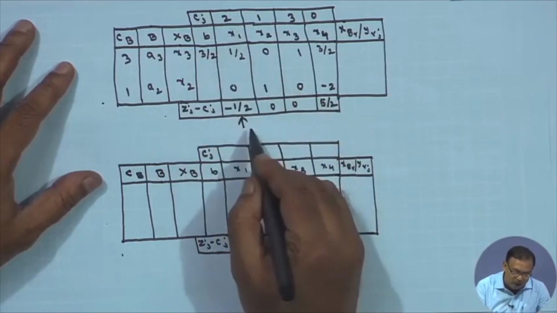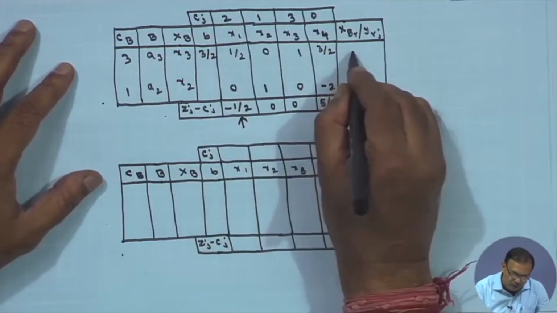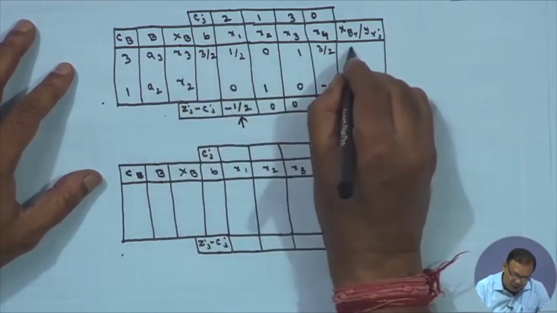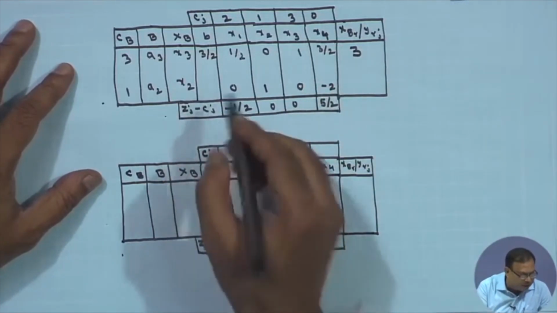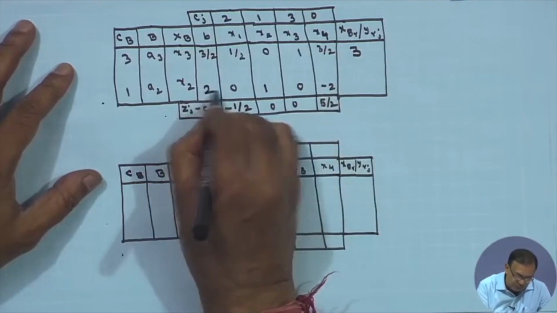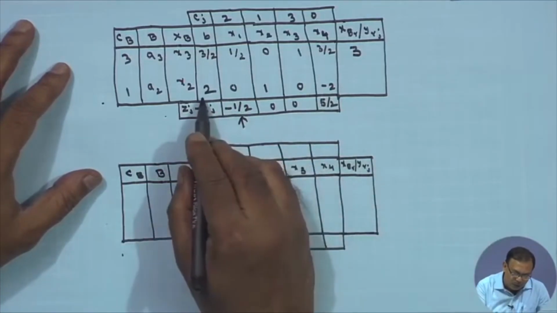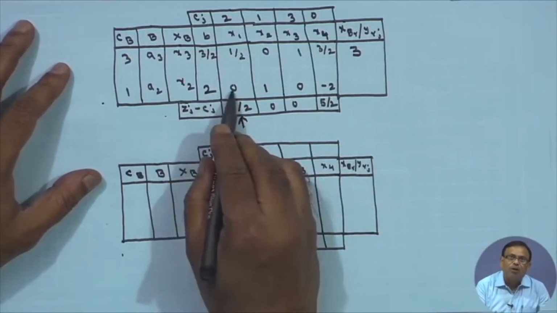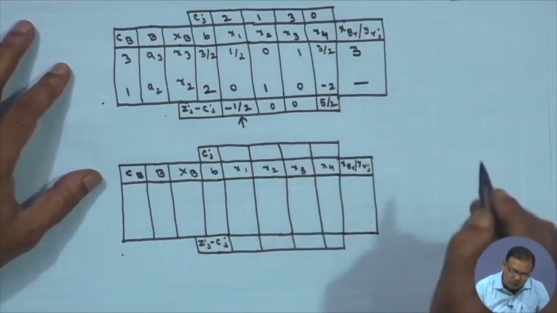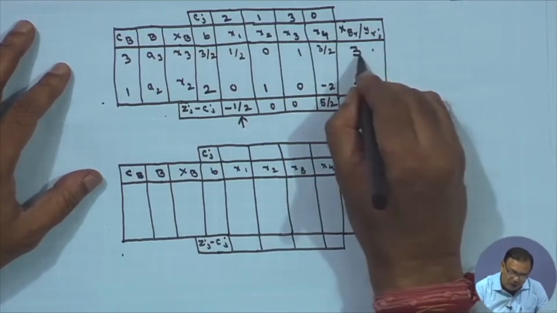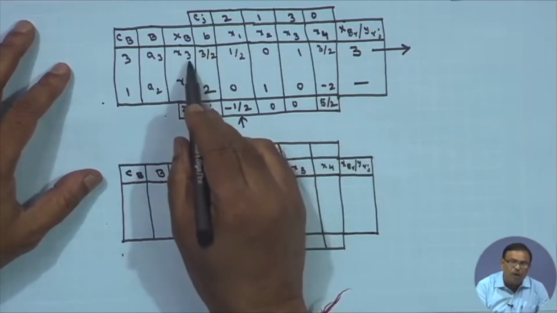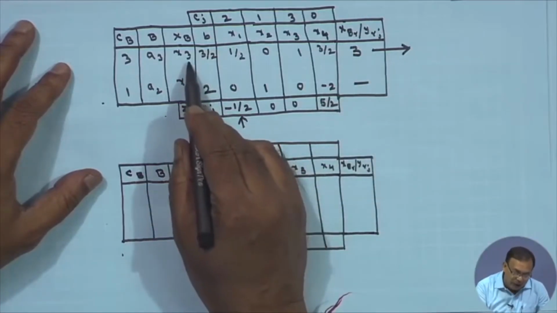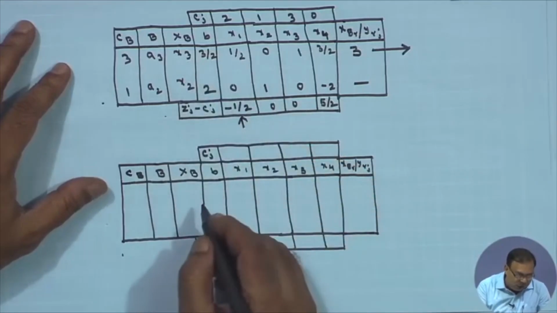So, x1 will be the entering variable. For the outgoing variable, this will be 3, whereas for this case this value will become 2. So, this divided by 0 is infinity, and that also we cannot consider. Therefore, only 3 is there. So, your outgoing variable will now be x3. So, x3 will go out and x1 will enter.